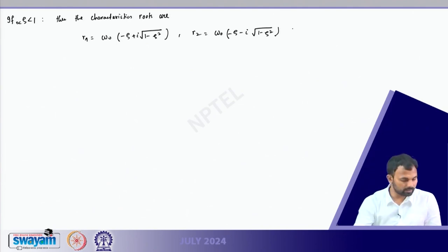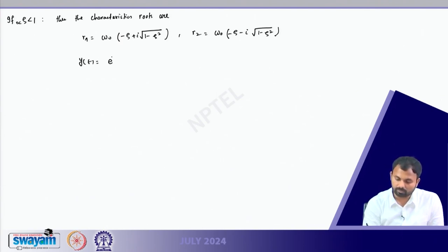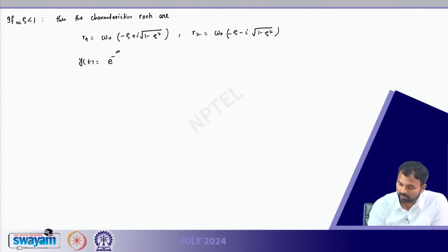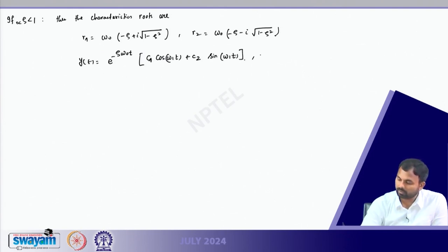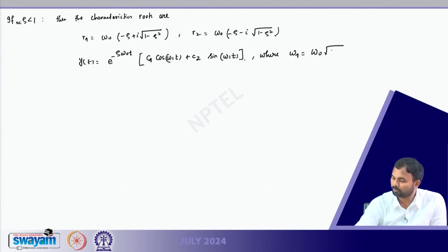So in this case our solution y(t) will become e to the power minus zeta omega 0 t into (c1 cos omega 1 t plus c2 sin omega 1 t), where omega 1 equals omega 0 into square root of 1 minus zeta squared. So this is underdamping.